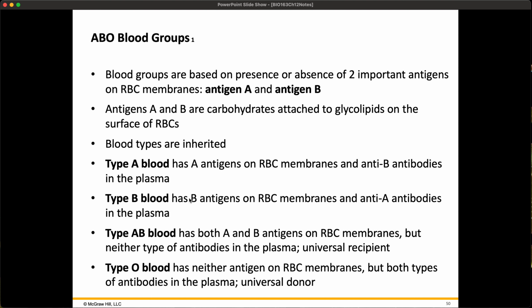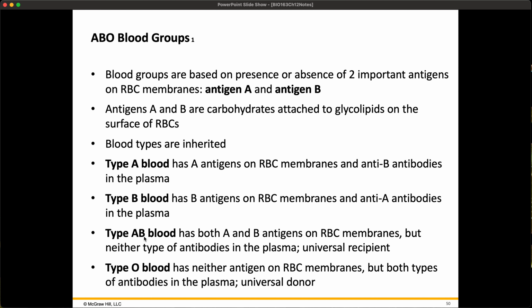Type B blood has B antigens on the red blood cell and anti-A antibodies in the plasma. So these anti-A antibodies will attack the A antigens on red blood cells, just like the anti-B antibodies would attack the B antigens on those cells.